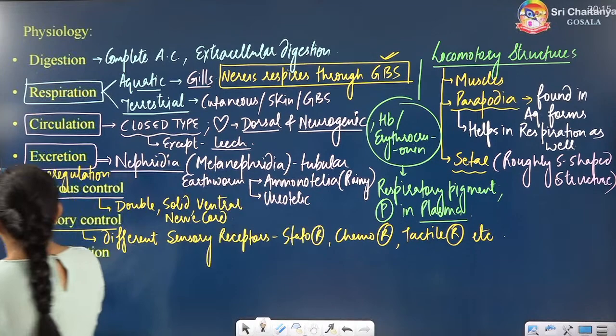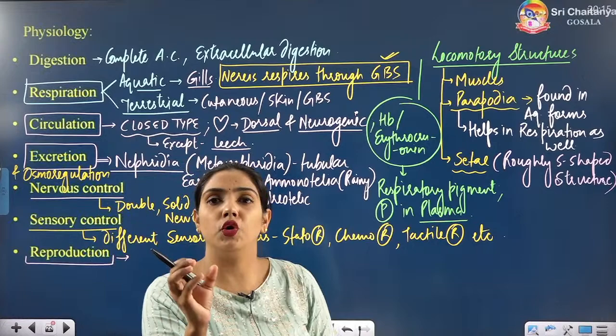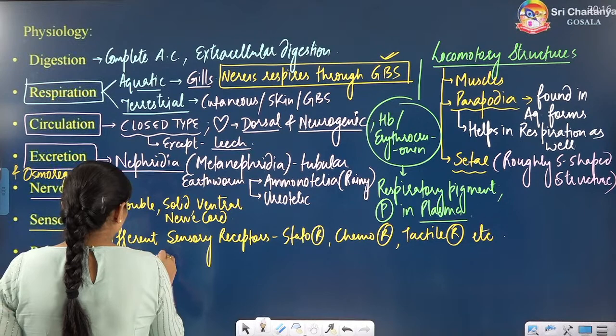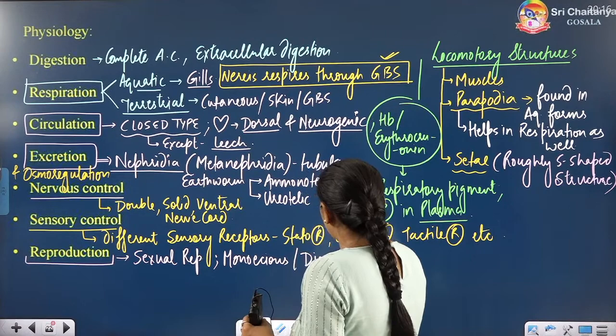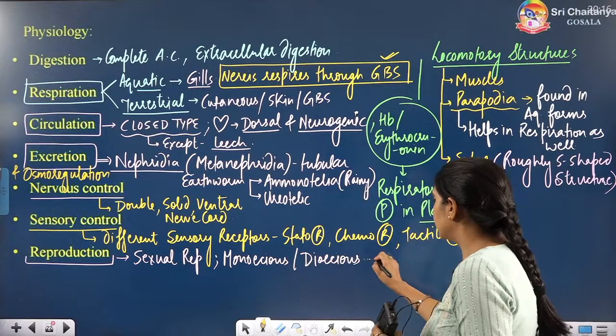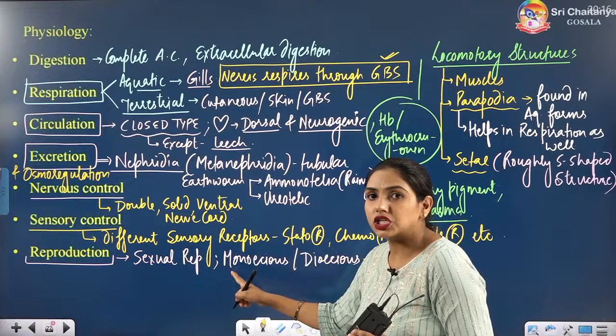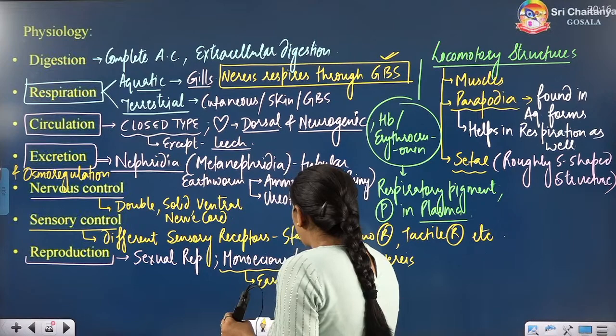In reproduction, we can see monoecious forms as well as dioecious forms. First of all, sexual reproduction will be seen here. The organisms can be monoecious or dioecious. So you have to remember that Nereis is dioecious, that is, unisexual. Monoecious means bisexual. So earthworm and leech are monoecious or bisexual.